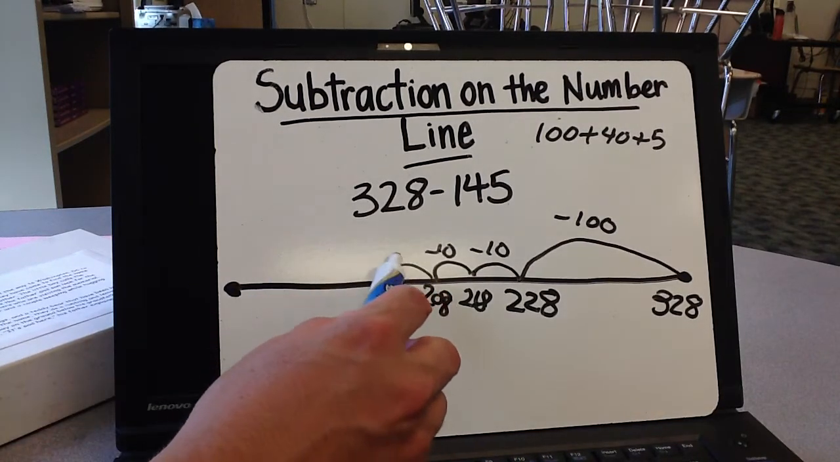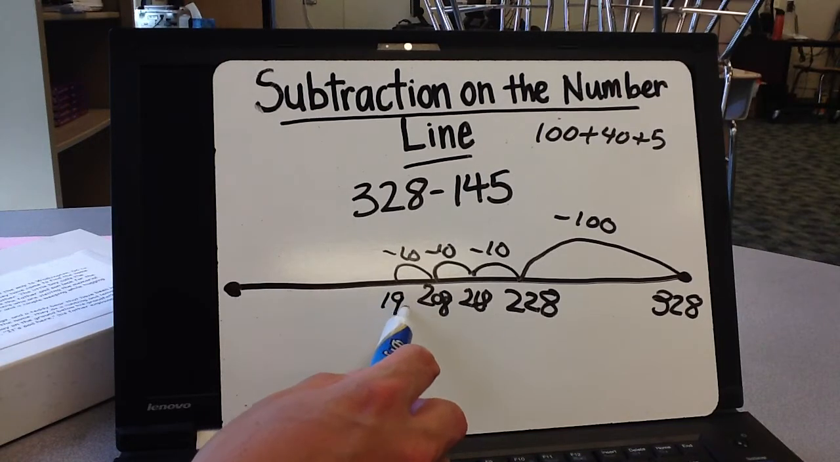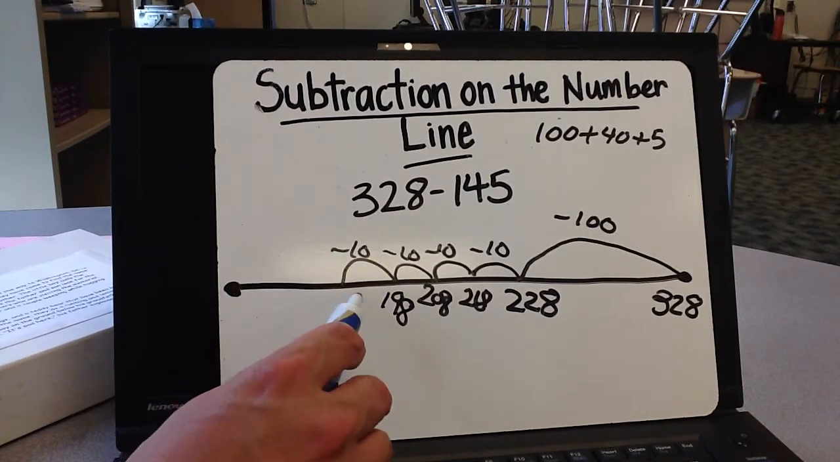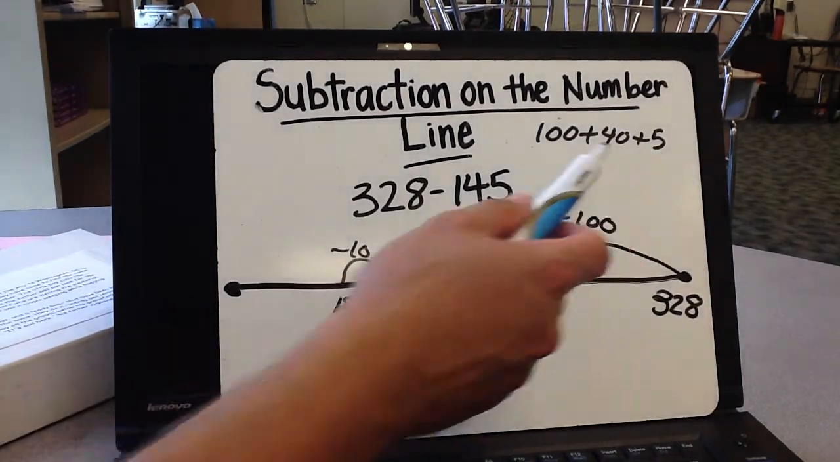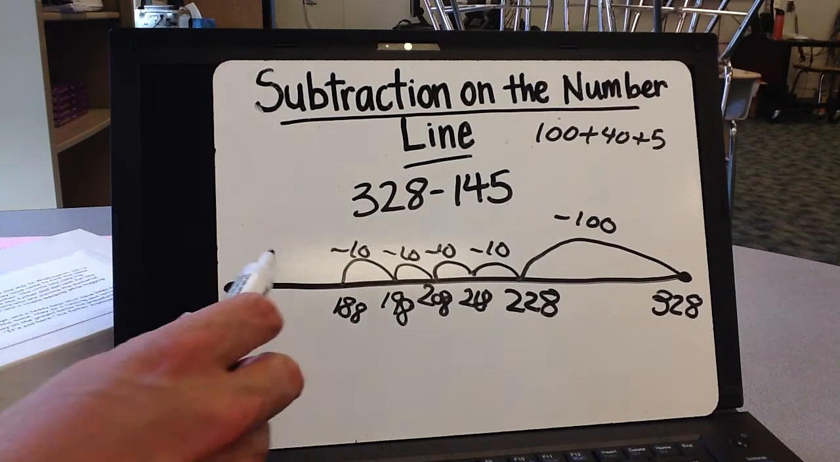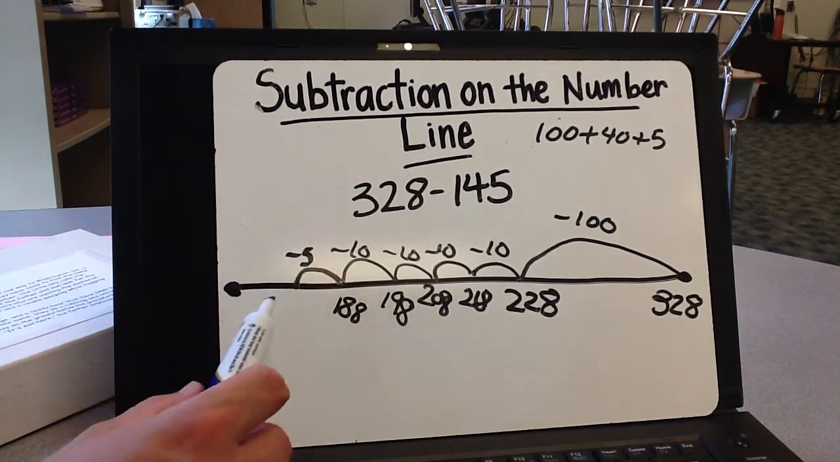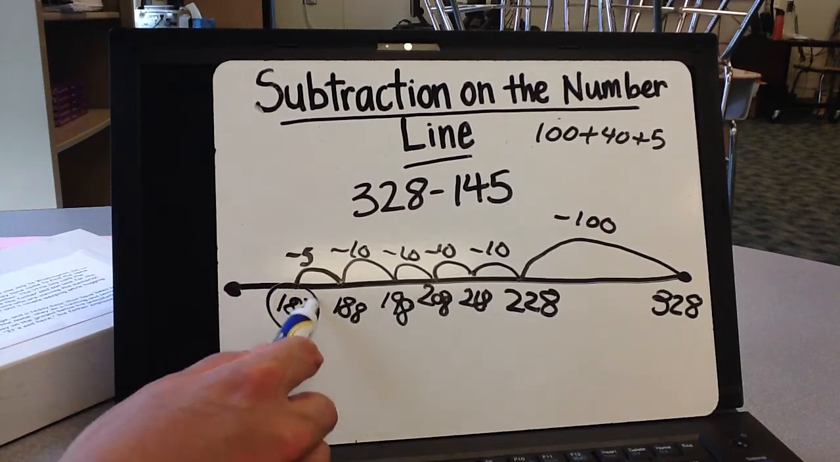And another minus 10. That will give me 198. And then another minus 10, which will get me to 188. Then I have to take my last leap back, my minus 5. So I'll go ahead and take away 5, and that will get me 183 as my final answer.